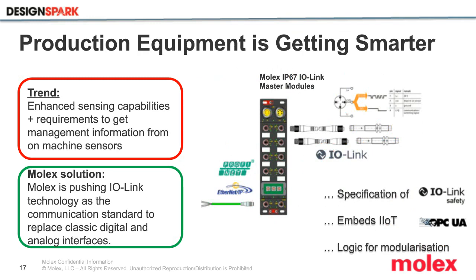The sensors and actuators installed in the field are getting smarter, as already explained, and Molex promotes the IO-Link technology to extend these data exchange capabilities with the sensor with online parameterization or diagnostic. So the Molex IP67 IO-Link module is a cost-effective solution as a single concentration point.